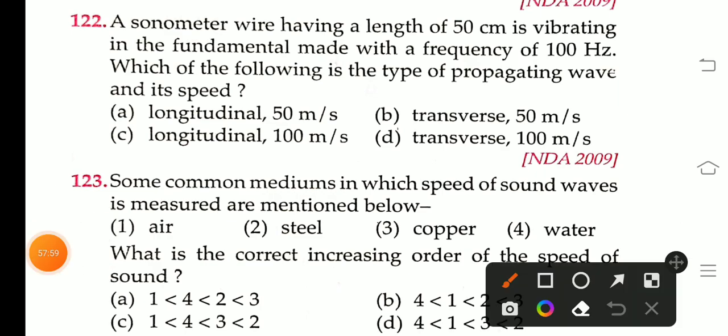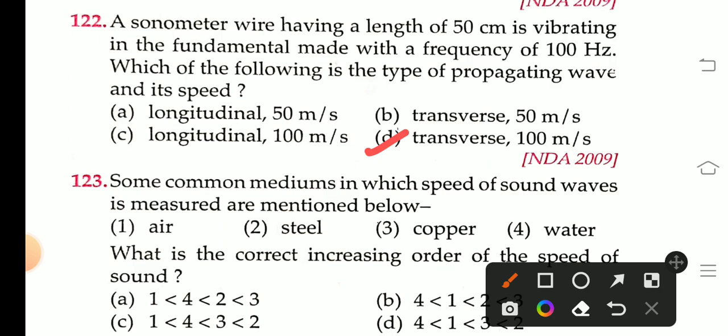Next, a sonometer wire having a length of 50 centimeter is vibrating in the fundamental mode with a frequency of 100 Hz. Which of the following is the type of propagating wave and its speed? Right answer option D, transverse, 100 meters per second.